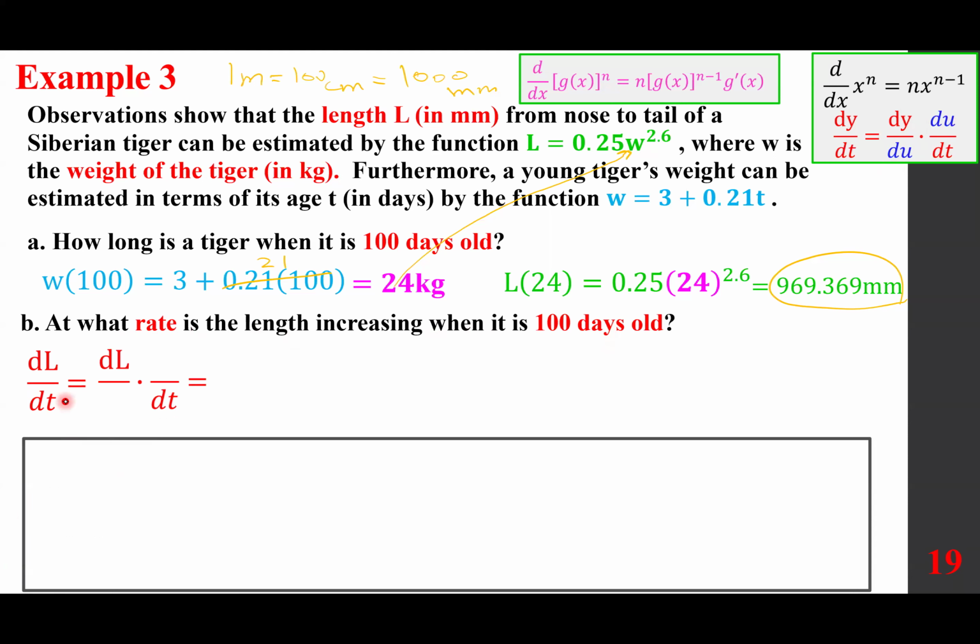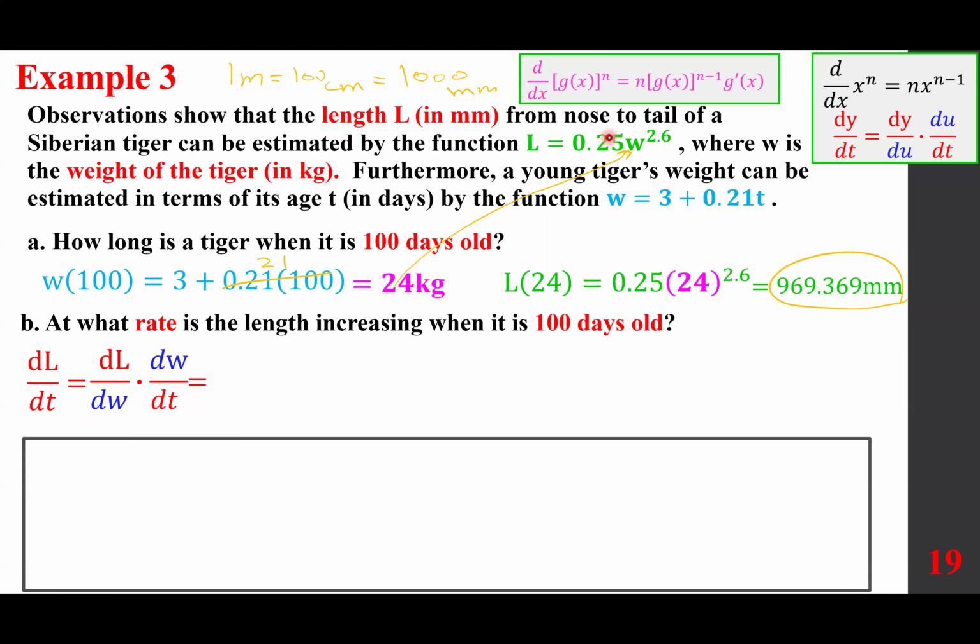I'm going to write it in the same format. The intermediate variable over here is u. However, here, as we want to go from L to t, in between is W, so it's dL dW, dW dt. So what is dL dW?